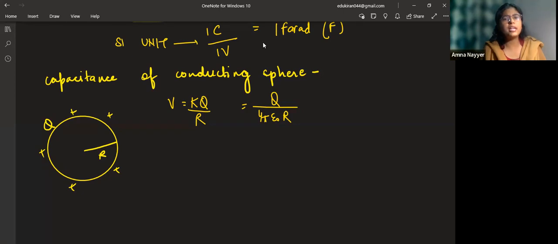Just now we have studied the formula of capacitance. What was the formula of capacitance? Just now, I think you all have written in your notes. Just see what was the formula of capacitance. Q by V. Very good, Faiz. It was Q by V. So C is equal to Q by V.